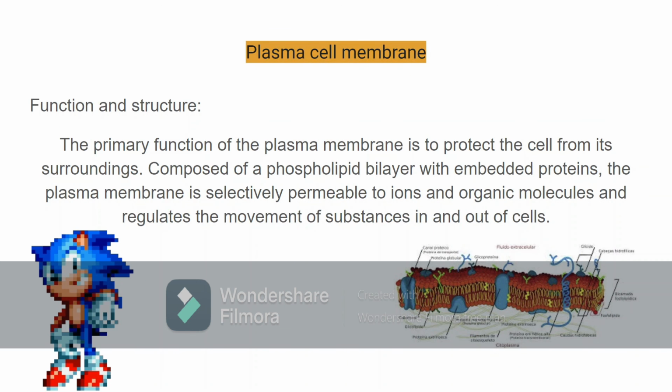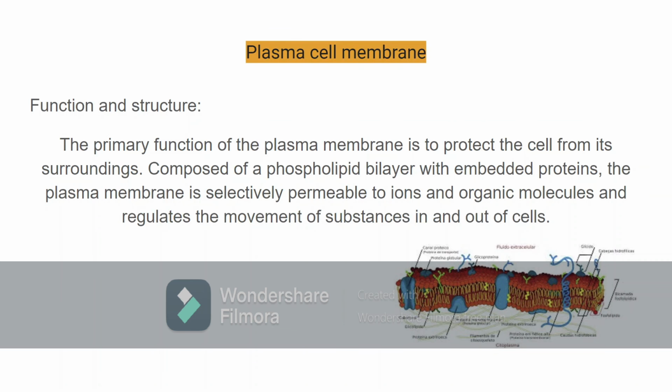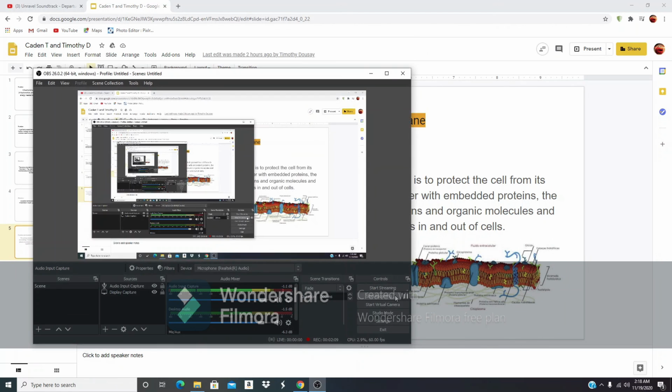The primary function of the plasma membrane is to protect the cell from its surroundings. Composed of a phospholipid bilayer with embedded proteins, the plasma membrane is selectively permeable to ions and organic molecules and regulates the movement of substances in and out of the cell. That's about it. See ya.